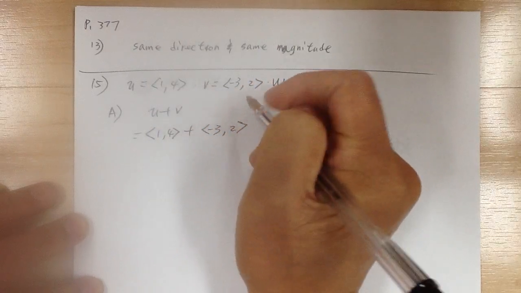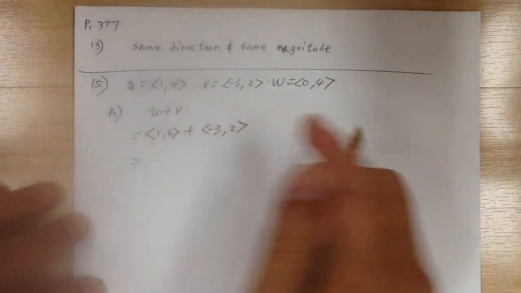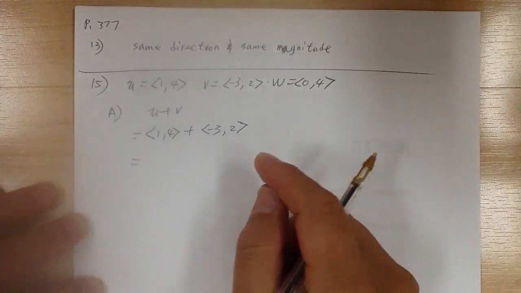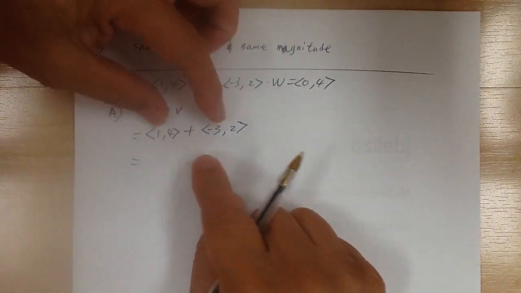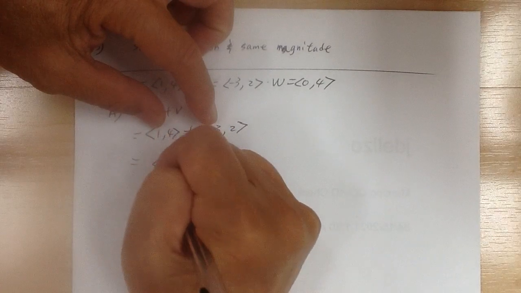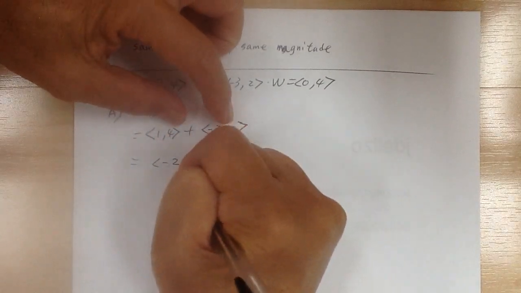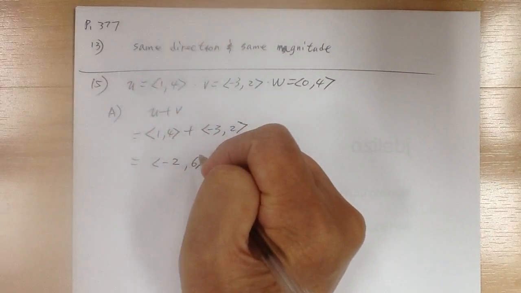So you're going to get 1, 4 plus -3, 2. Now, one thing about vectors is that you should make sure you keep track of your x and the y. Do not mix x and the y. So when you add, you just add the corresponding numbers. So this will give you -2, and this will give you 6.